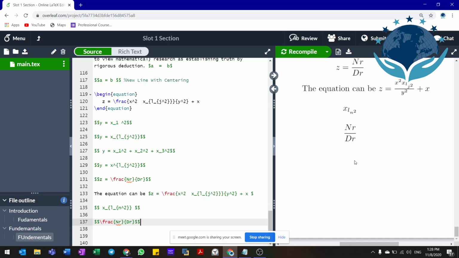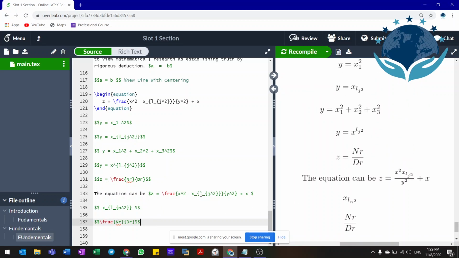In the numerator and denominator, you can have whatever you want, whether you need x square or x square plus 1, whatever you need, you can insert. Here we had an example: x square into x base L base j square divided by y square plus x. So you can have an equation like this. So this is one type.